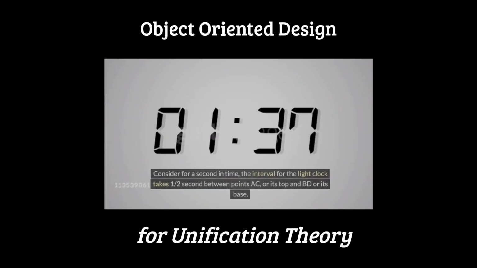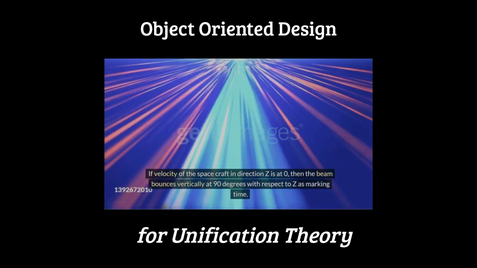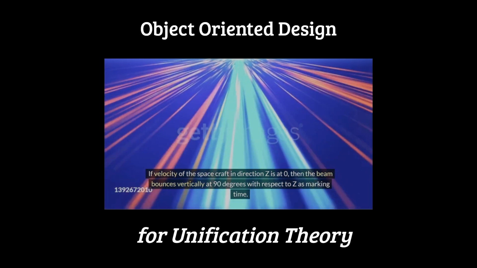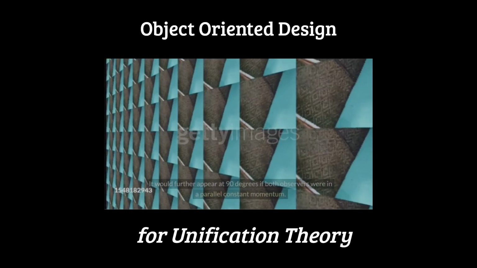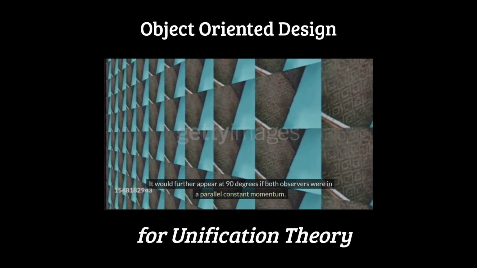Consider for a second in time, the interval for the light clock takes 1/2 second between points AC, or its top, and BD, or its base. If velocity of the spacecraft in direction z is 0, then the beam bounces vertically at 90 degrees with respect to z, marking time. This applies for both an occupant of the ship and a separate observer. It would further appear at 90 degrees if both observers were in a parallel constant momentum.